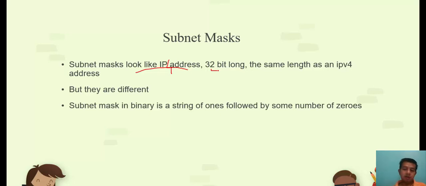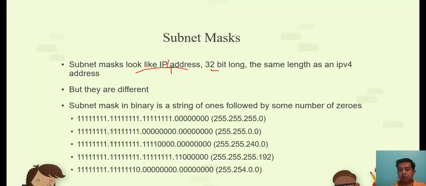That means the first difference is this is a string of 32 bits, that's fine, but the string has a certain number of consecutive ones, followed by a certain number of consecutive zeros. These are some examples of subnet masks. That means I should have some consecutive ones, then some consecutive zeros. I cannot have something like 1 1 0 and again 1, something like that.